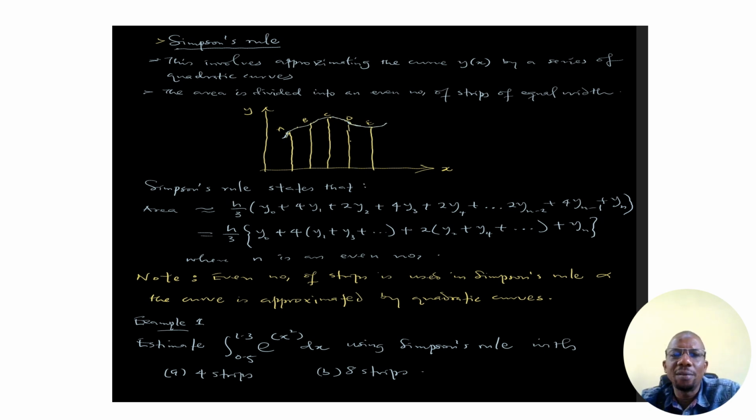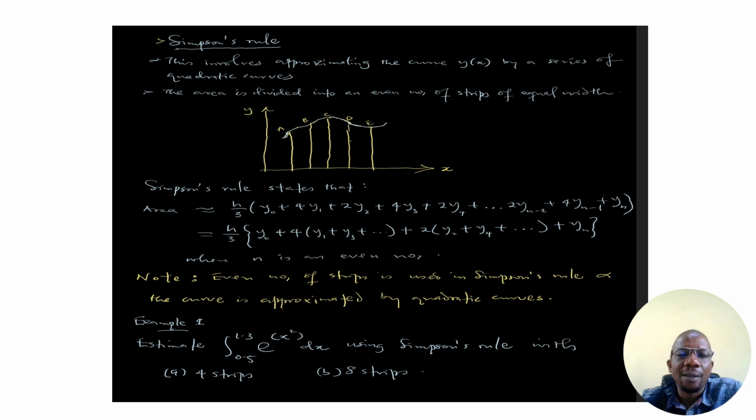Like this, an even number of strips of equal width: 1, 2, 3, 4. But they do not form trapezia here. You do not deal with trapezia because you're dealing with a quadratic curve. They are dividing the original curve y of x into these. This is what Simpson's rule states.